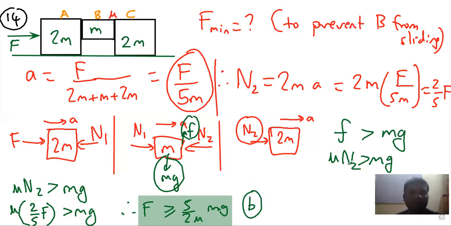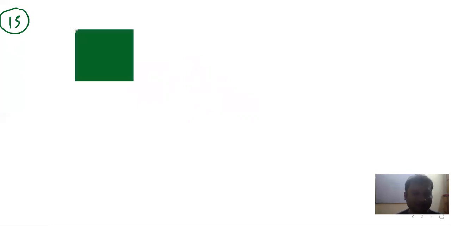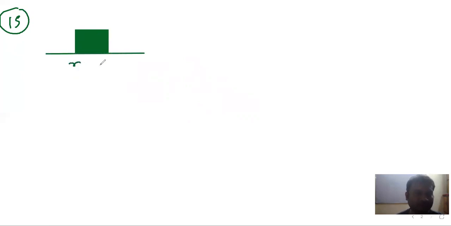Now, let us move on to the next question, which is question number 15. In question number 15, we have a horizontal force sufficient to move a body on a rough horizontal plane. So let us first consider a body. Let us place this body on a rough horizontal surface. Now, a horizontal force, let us say F, is sufficient to move this body of mass 4 kg.